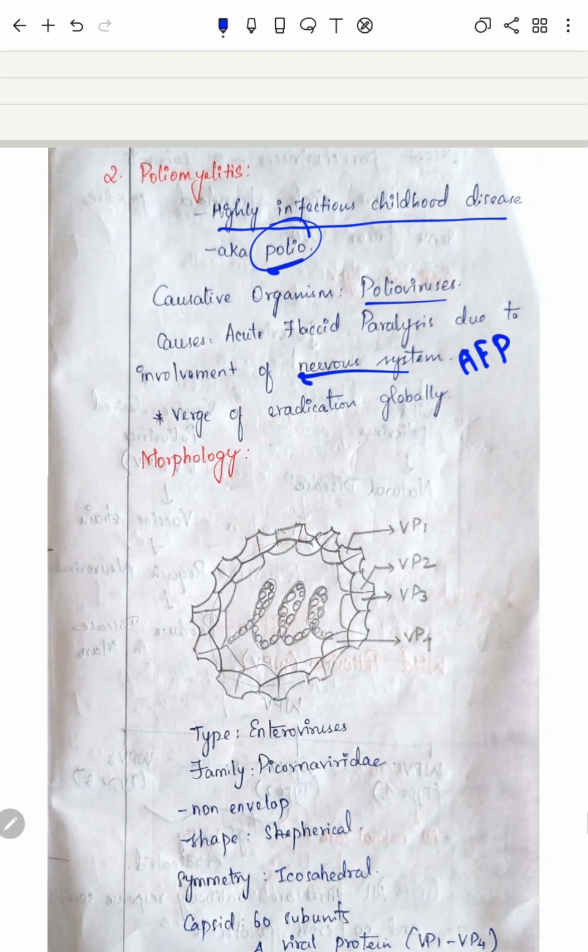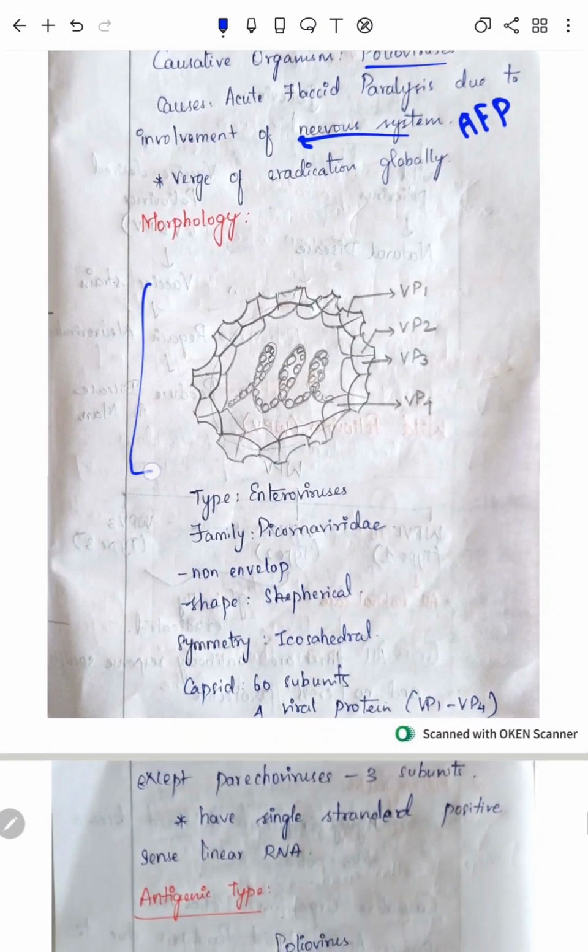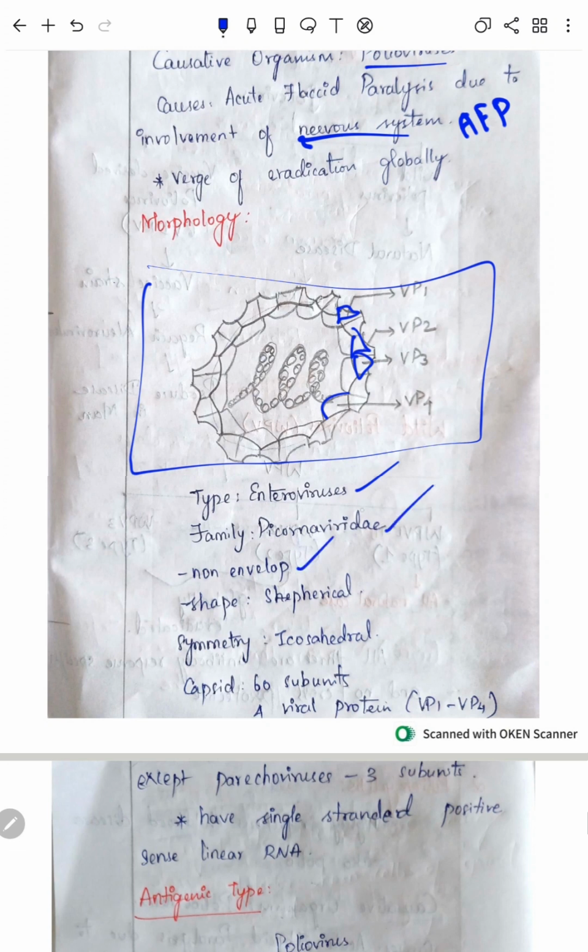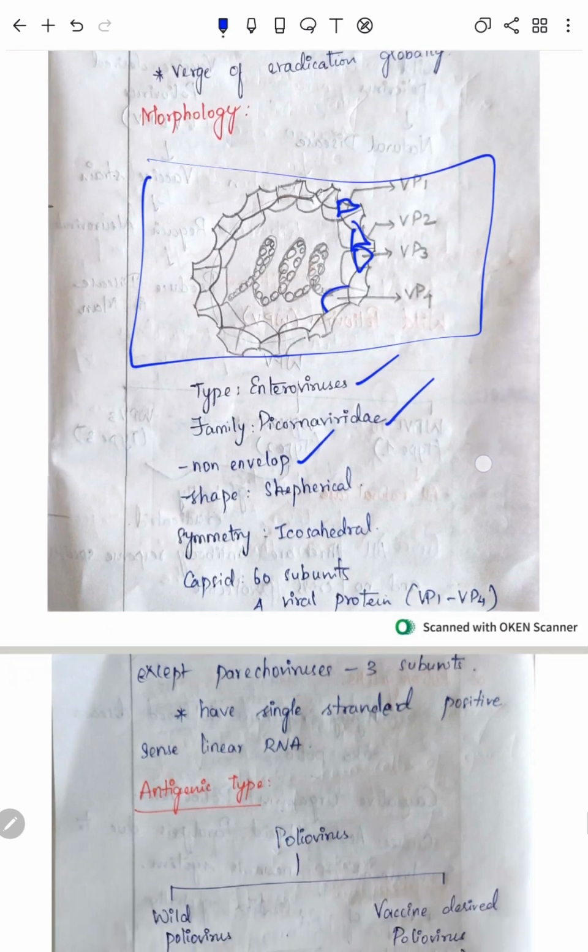Okay, let's move into the morphology part. This is the picture I drew here. It is the polio virus external structure. This one is VP1 and this one is VP2. VP is viral protein, VP2 and VP3 and VP4. The inner one is VP4. The type is enteroviruses. The family is the Picornaviridae family. It is non-enveloped. You guys know it is non-enveloped. And the shape is spherical, and the symmetry is icosahedral symmetry.